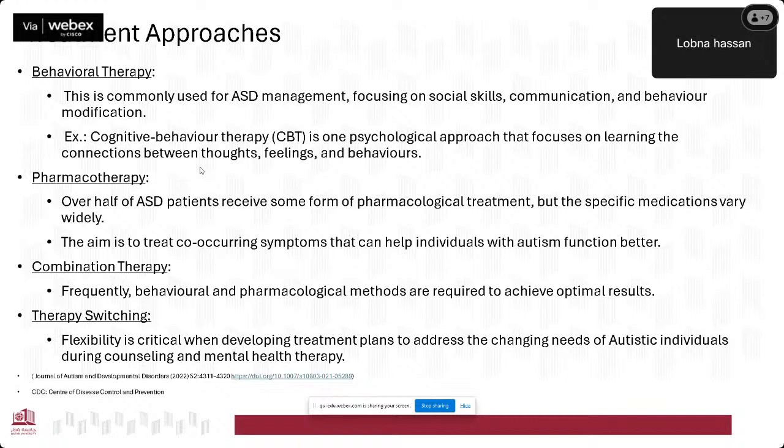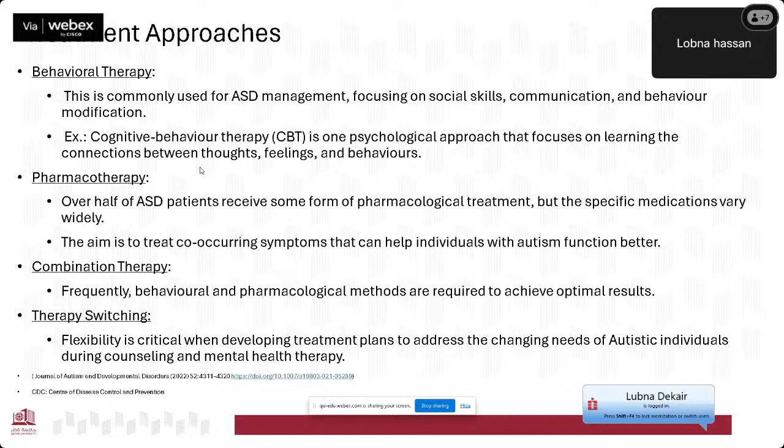This is kind of example of medication we are prescribing for children to support them and to help them to function better. The aim of the treatment is treating co-occurring symptoms that can help individuals with autism function better. Combination of therapy, which is frequently behavioral therapy and pharmacotherapy, is required to achieve the optimum result. Therapy switch flexibility is critical when developing a treatment plan to address the changing needs of autistic individuals during counseling and mental health problems.